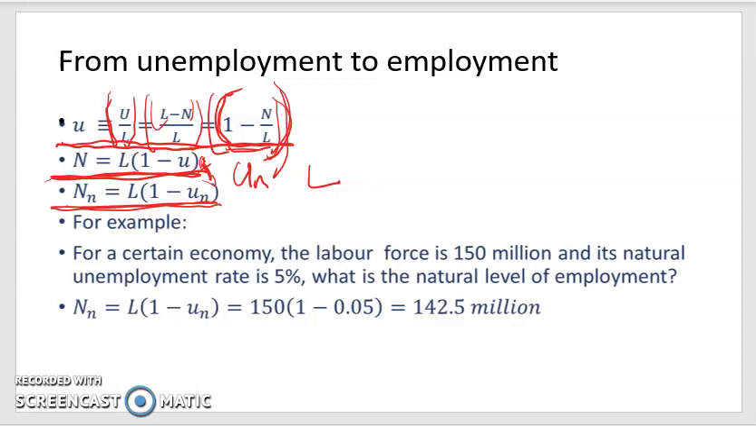Given a labor force of, as shown here in our data, 150 million and a 5% natural rate of unemployment, we can calculate the natural level of employment that prevails when the unemployment rate is at its natural level. In this case, it is 142 million people who will be regarded as employed, given that unemployment is at its natural rate. From the production function that we developed earlier, we can then move from employment to output in the same vein.